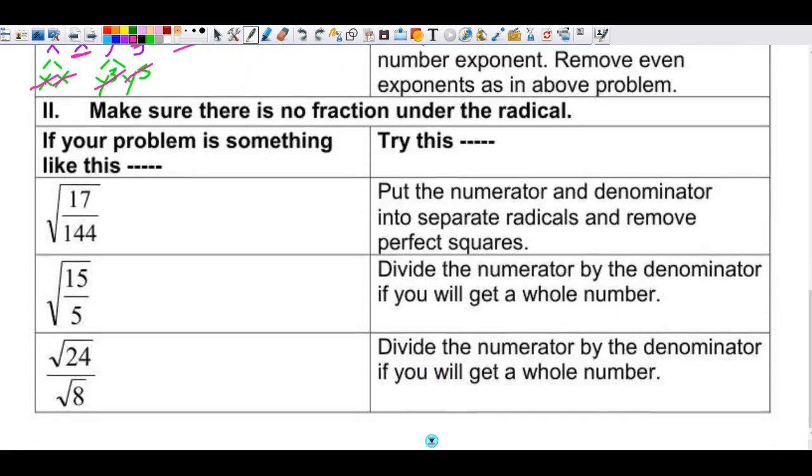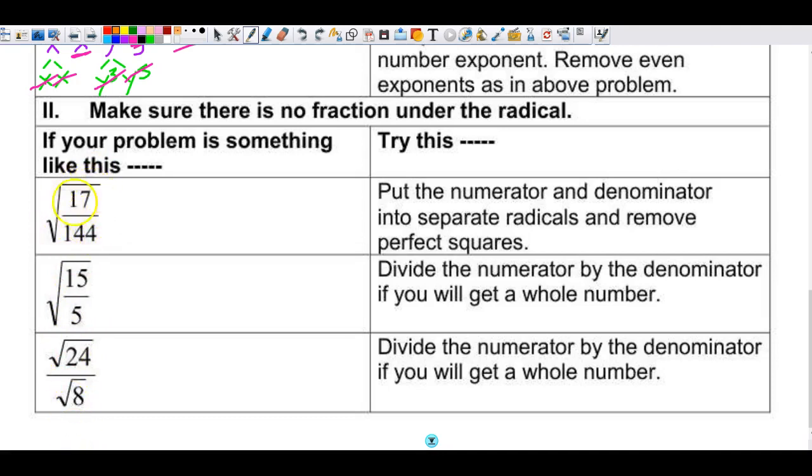We didn't really talk about fractions though, so let's talk about what happens with our fractions. Because we can't have fractions under the square root, and we shouldn't have anything that looks like this. So when I start with this one, it says, if I've got this whole fraction underneath the square root, put the numerator and denominator into separate radicals and remove the perfect squares. So if you just look at these two examples here, this one and this one, just how these are different.